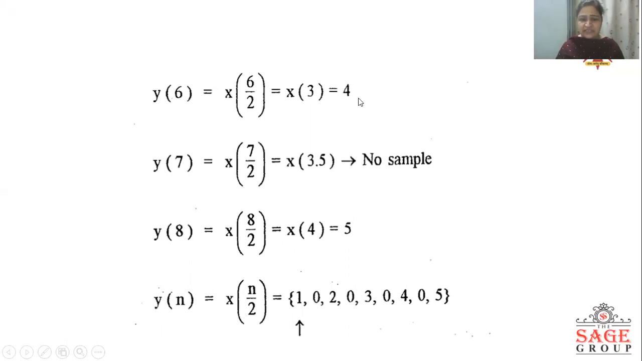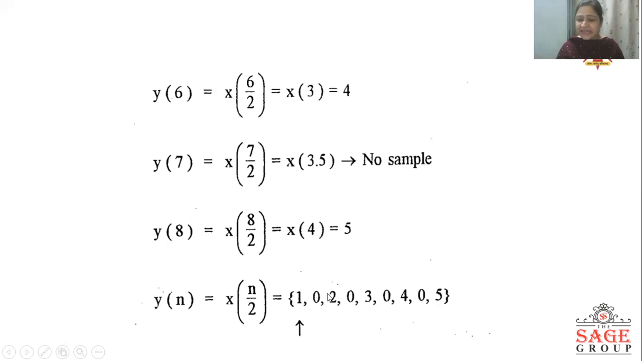Similarly, y of 6, it will be 4. At y of 7, we'll have no sample. At y[8], we'll have x of 4, which is 5. And at y of 9, we'll have no sample. So y[n] will be given as 1, 0, 2, 0, 3, 0, 4, 0, and 5.